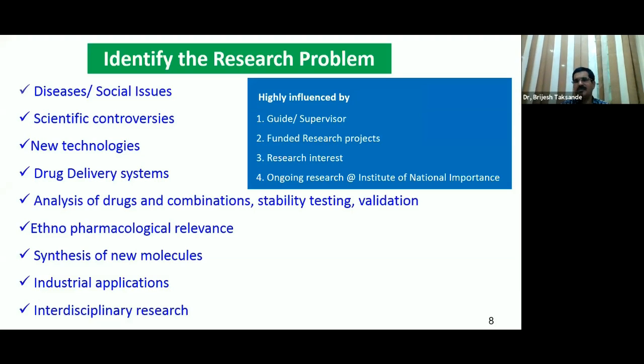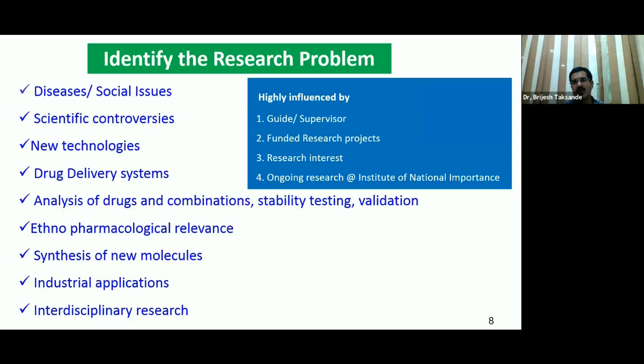Then sometimes, if I'm not wrong, it may be influenced by ongoing research at the Institute of National Importance. Everything is available online today. So while collecting the data related to your subject, your research area, you may come across publications published by the Institutes of National Importance, like the publications taking place at NIPER Mohali, UICT Chandigarh, NIPER Hyderabad, NIPER Ahmedabad, or ICT Mumbai.